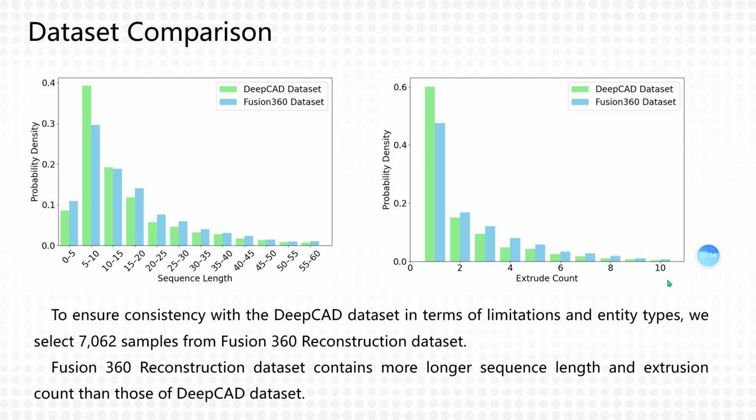To ensure consistency with the DeepCAD dataset in terms of limitations and entity types, we select 7,062 samples from the Fusion 360 Reconstruction dataset. We analyzed the two datasets and found that the Fusion 360 Reconstruction dataset contains longer sequence lengths and more extrusion counts than those of the DeepCAD dataset.